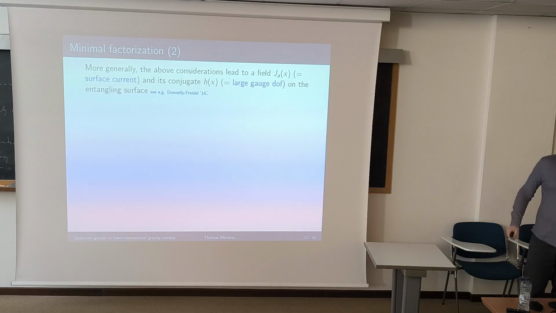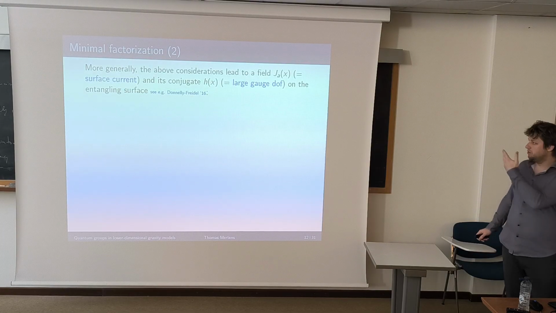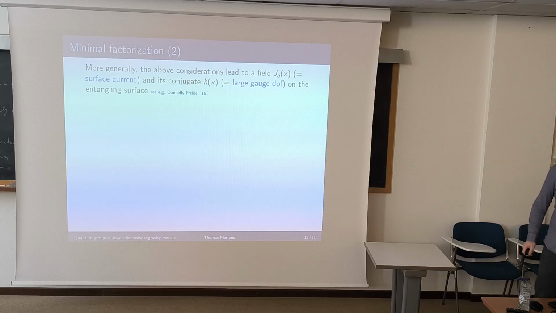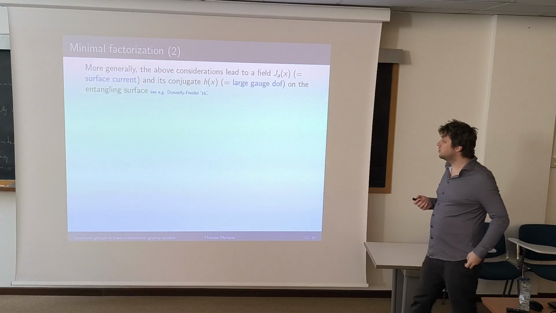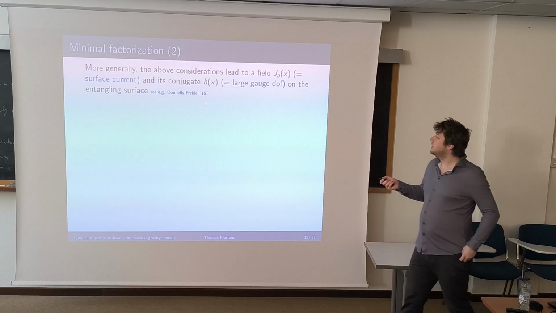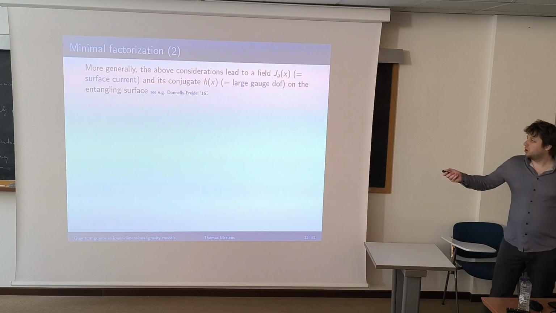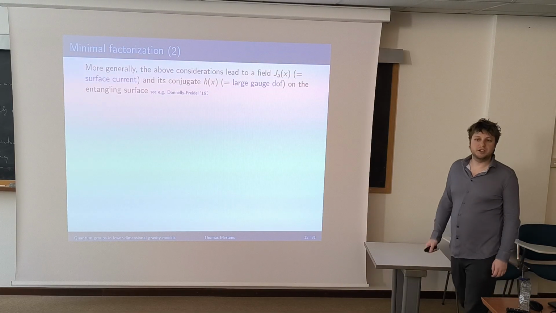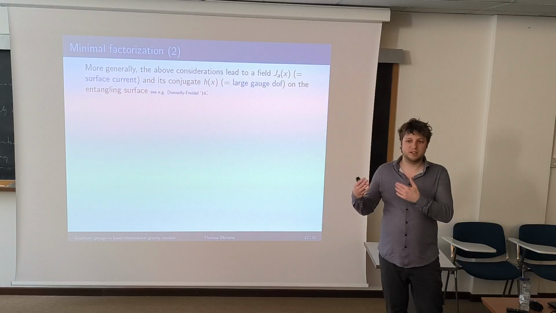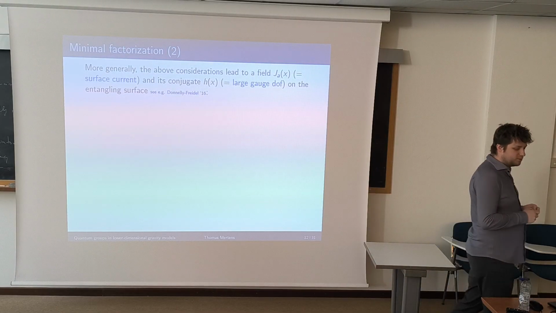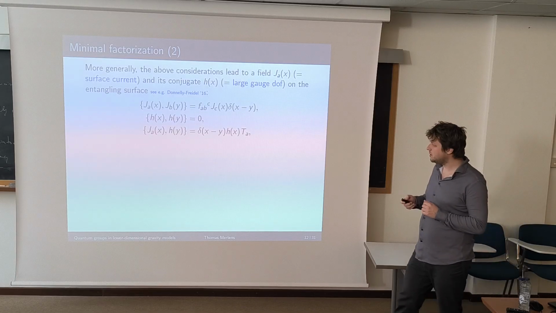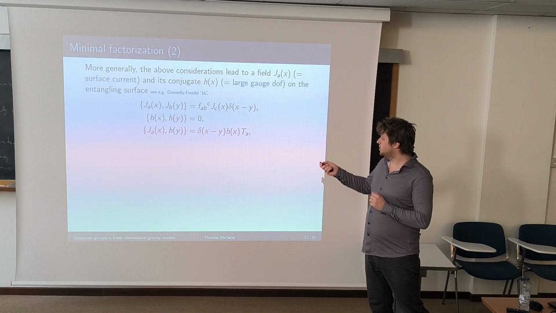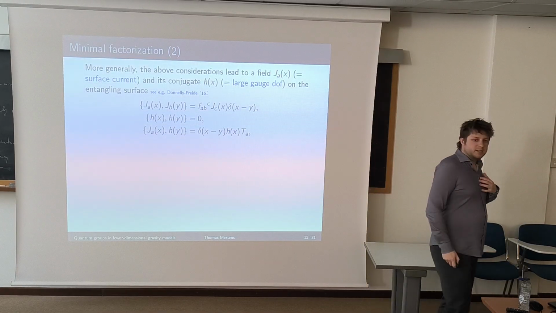So that was the abelian case, but more generally, the above considerations lead to a field that's living on the entangling surface, a surface current if you want, and its conjugate, which I call h of x here, which is a large gauge degree of freedom that has become physical at the entangling surface. So large gauge degrees of freedom become ungauged and become physical at the entangling surface. And these two fields are conjugate and they satisfy this algebra in general.